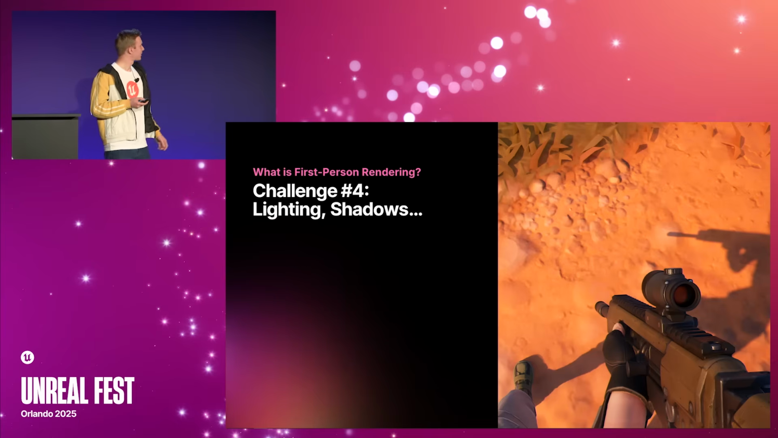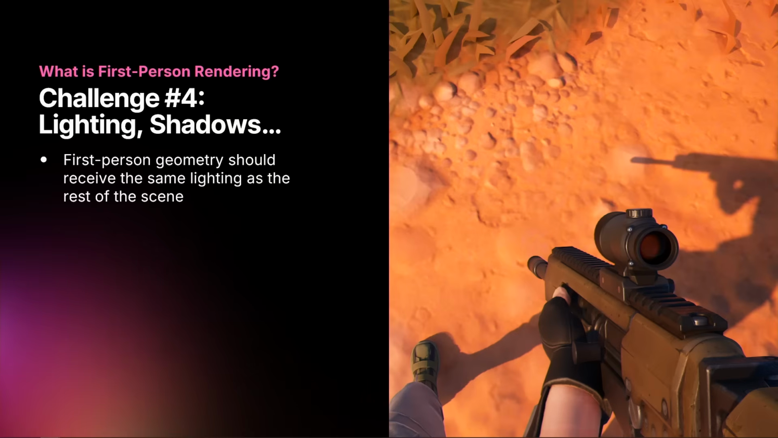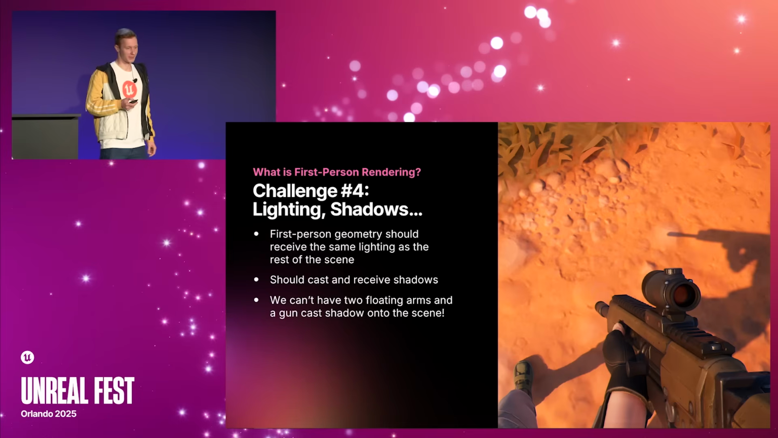Okay, next challenge, lighting and shadows. So first-person geometry should receive the same lighting as the rest of the scene. This one might seem like a bit of an obvious thing, but depending on how we want to solve the other challenges, this itself becomes really challenging. Well, maybe not obviously, but it does say challenge number 4. It should also cast and receive shadows. And again, we cannot have two floating arms and the gun cast shadow on the scene. Otherwise, you know, the jig is up, players can see what's going on, and we can't have that.